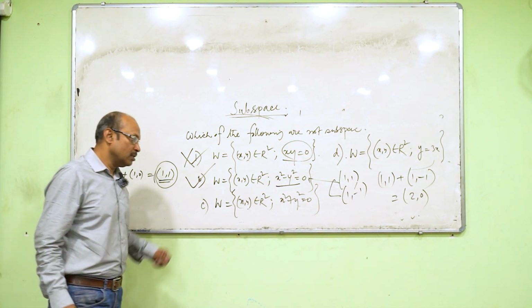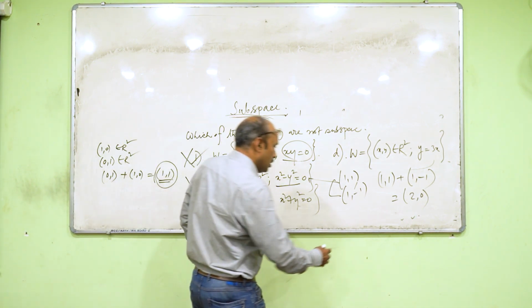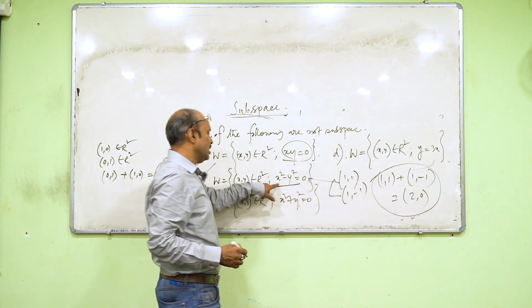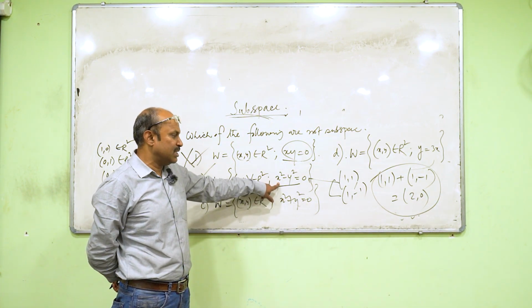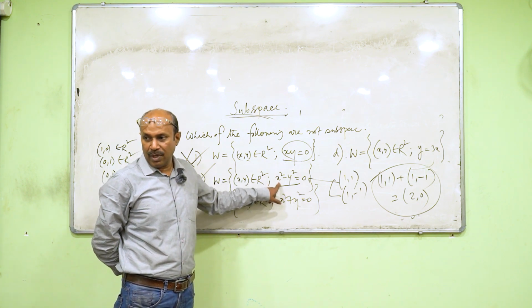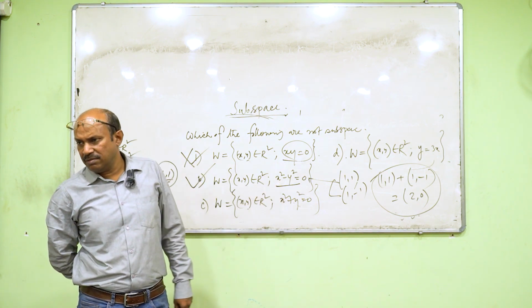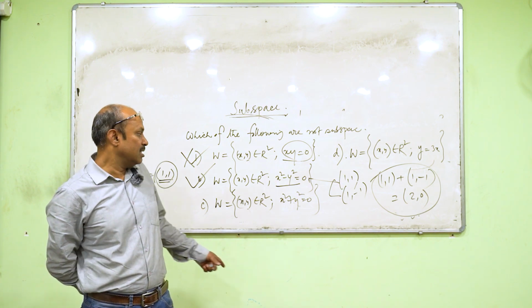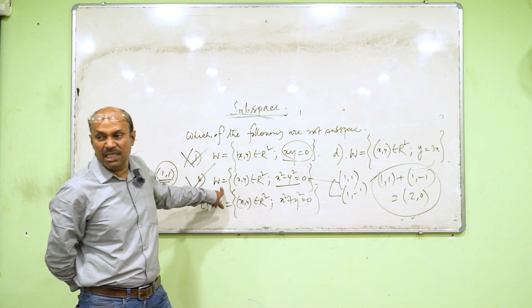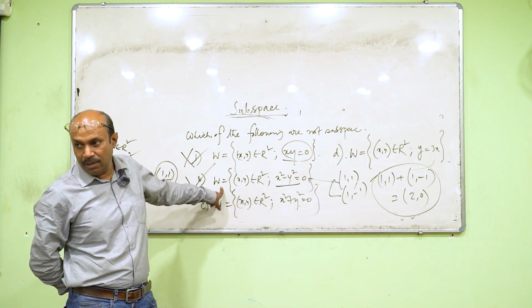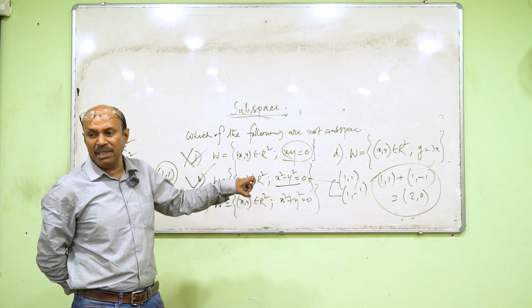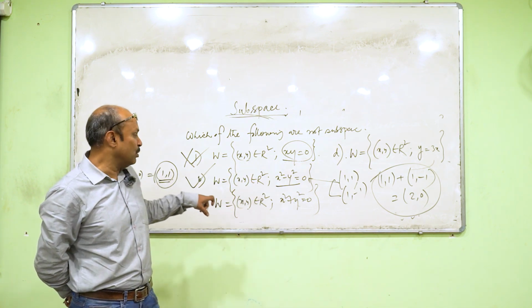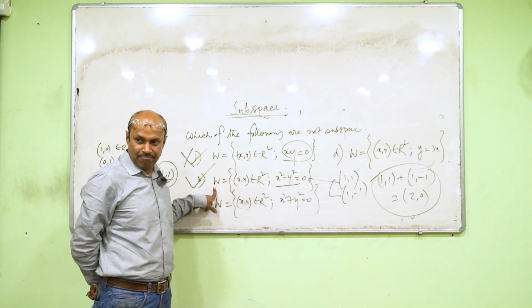So, if this does not satisfy the relation, then what is the conclusion? The conclusion is that capital W is not a subspace, because the sum of two elements does not belong to capital W. That is why W is not a subspace.